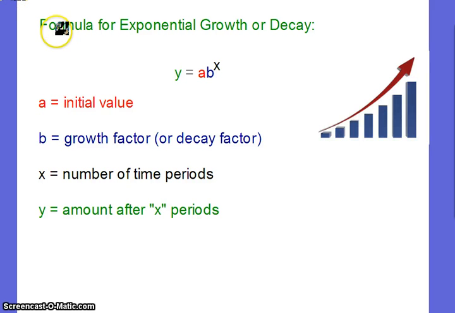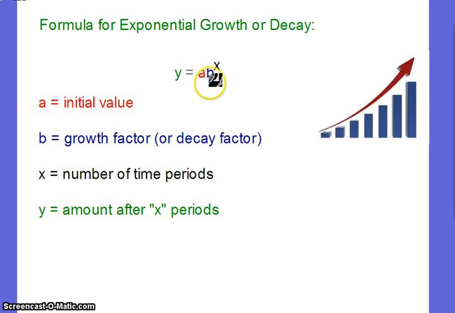Problem on exponential growth and decay. Just a basic overview. Here's the standard general equation for exponential growth or decay, where y is the amount that you're going to have after x periods of time. A is going to be your initial value, and B is going to be your growth or decay factor.